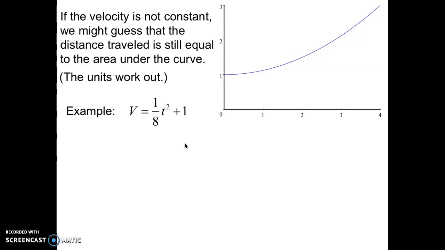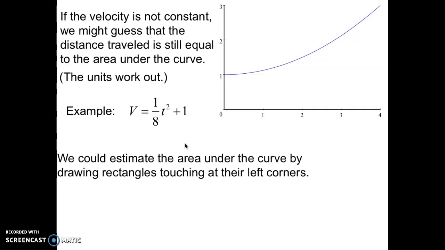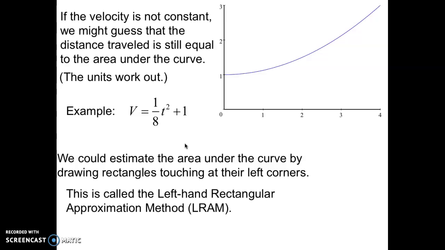So if I give you this curve and I said velocity is equal to 1/8 t squared plus 1, we could estimate the area underneath the curve by drawing rectangles, touching the left corner of the curve with each rectangle. This method of estimating the area underneath the curve is called the LRAM, or the left-hand rectangular approximation method.